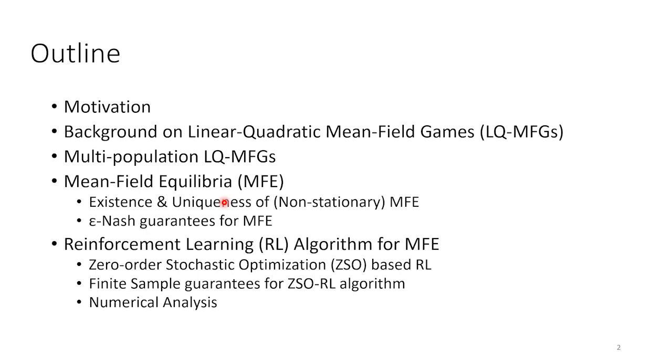And then I'll introduce something called the mean field equilibria, which is the solution concept in a mean field game. And under certain conditions, we'll show that there is existence and uniqueness of this equilibria, and that it also satisfies the epsilon-Nash guarantee. I'll introduce all these terms later in the presentation, but what it means is that there exists a unique mean field equilibrium, and that it is approximately optimal, or useful for our case. Then we will introduce a reinforcement learning algorithm to learn this equilibria.